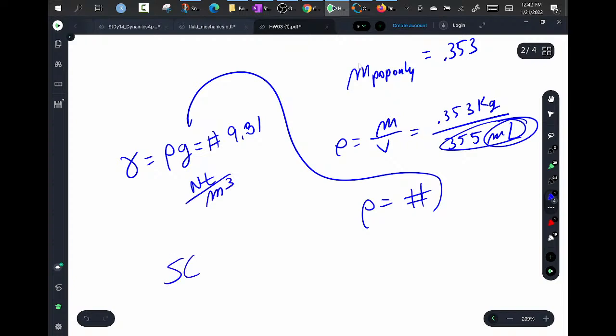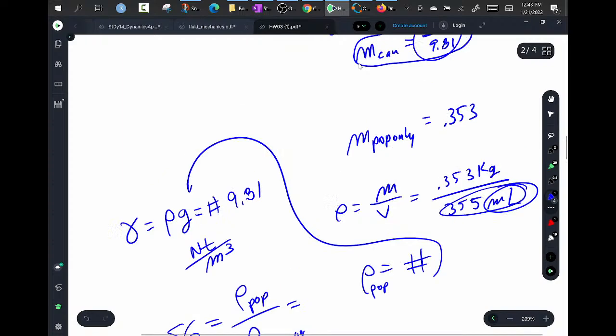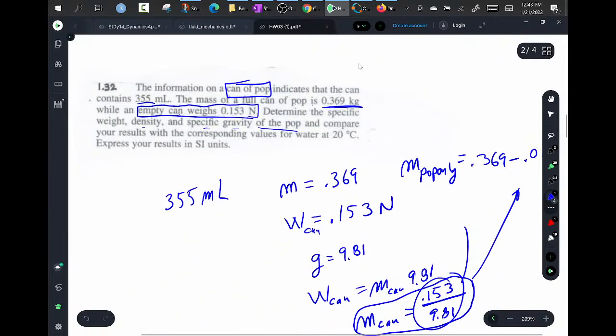And then if you want specific gravity, you take this number of the pop and divide it by the density of H2O at 4 degrees C, and that'll give you your specific gravity. And that's all he wants.